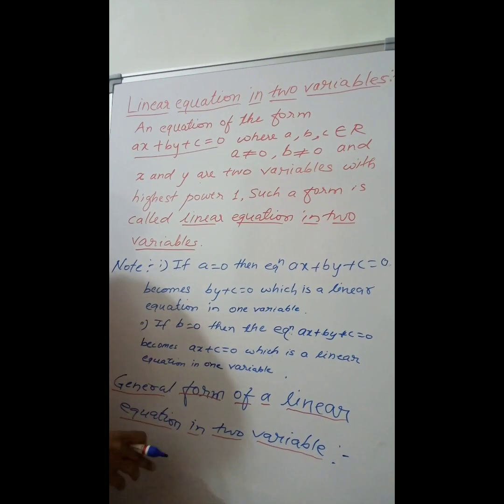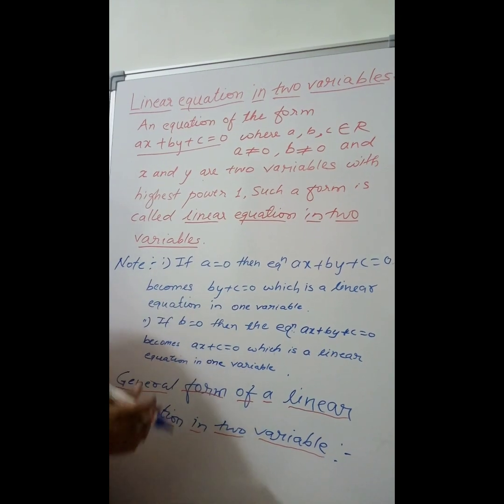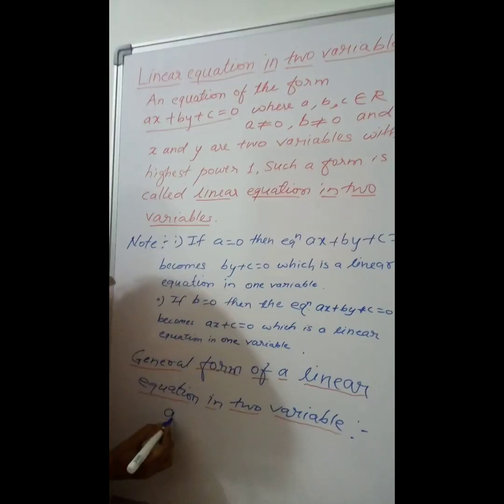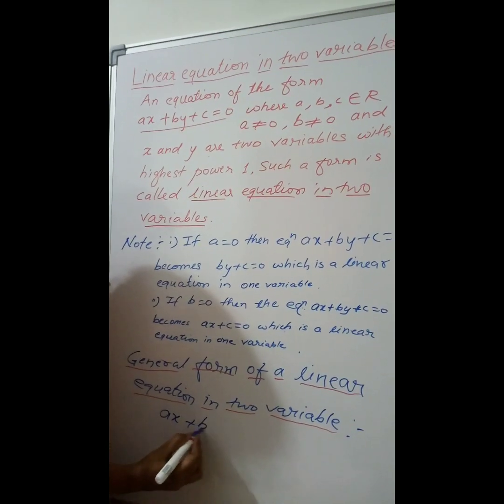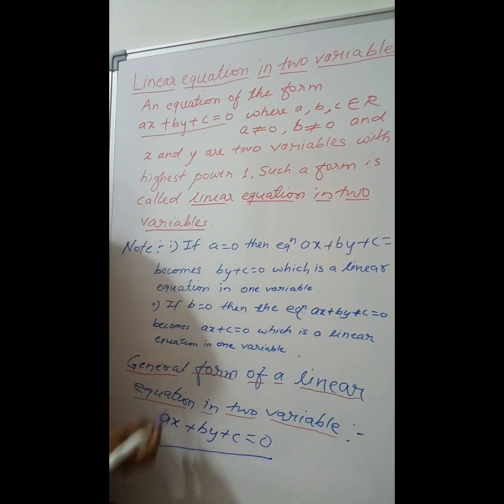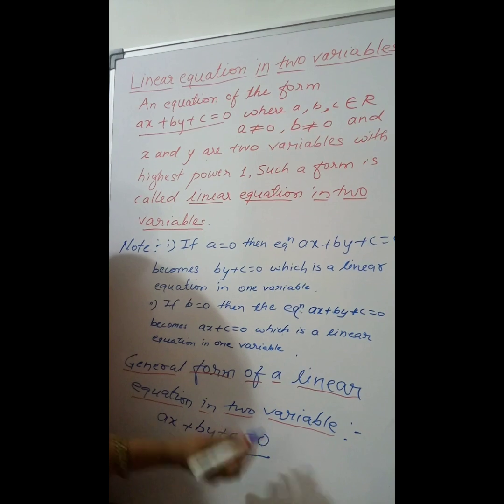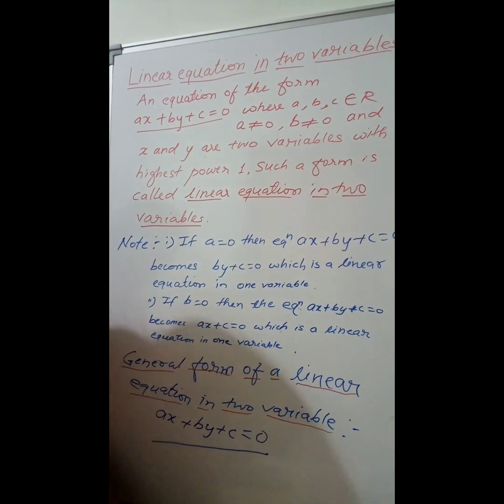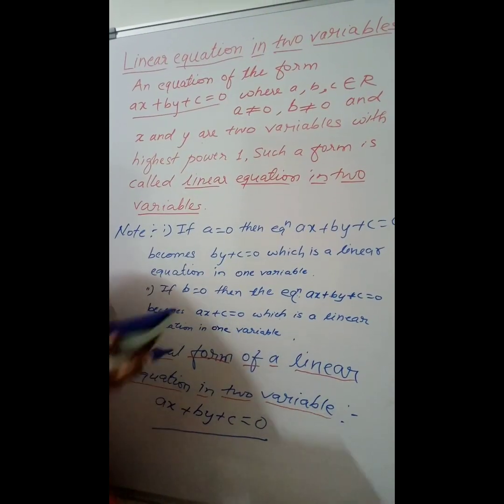Now, the general form for linear equation in two variables. This equation ax plus by plus c is equal to 0 is also called the general form for linear equation in two variables. Now, I will give some examples of linear equation in two variables.